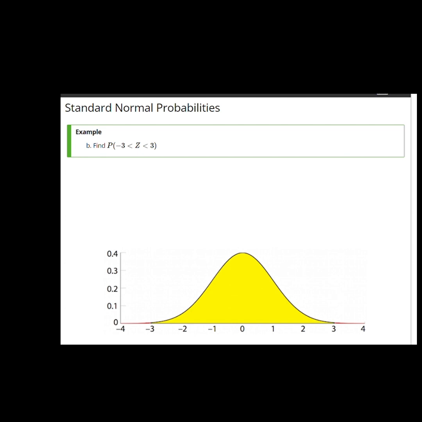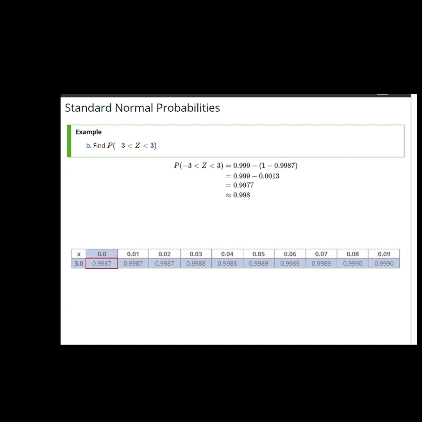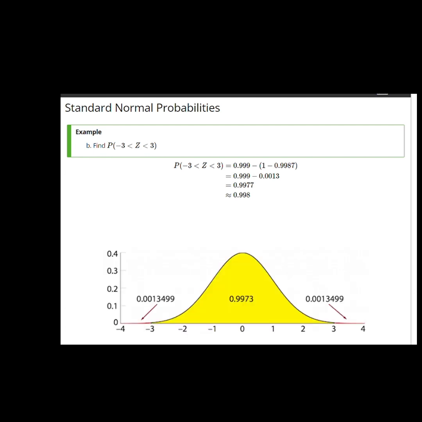And if we repeat and calculate the probability that z is between minus 3 and plus 3, you can see from this figure that includes most of the area under the density. Indeed, it's 0.999 minus 0.001, somewhere around 0.998, 99.8% of the area. Almost all the time, a normal random variable falls within 3 standard deviations of its mean.